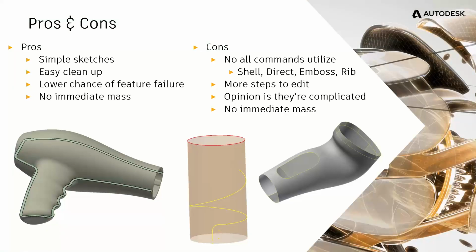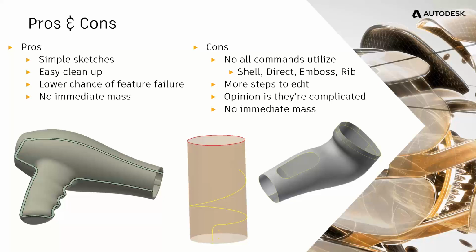All right, so again, let me outline real quick the pros and cons. Pros with working with surfaces, they're simple sketches. You don't have to have a very complex sketch with all kinds of nooks and crannies and turns and fillets and chamfers and stuff like that. Very simple sketches to start out with. You're going to have more sketches in a surface model than you would in a solid, which can give you more control in many respects. The cleanup is pretty easy because you're working with pieces of surfaces.